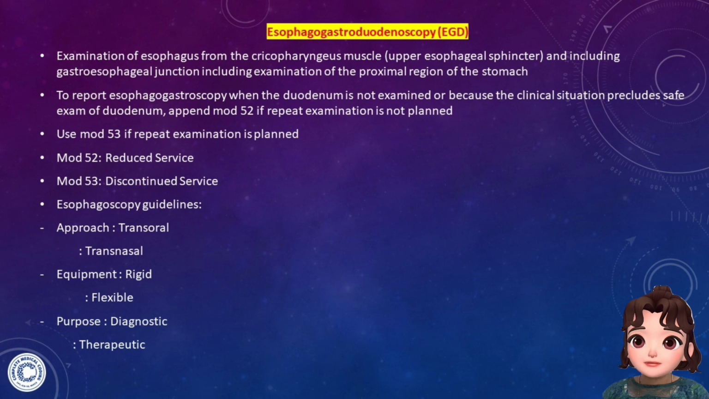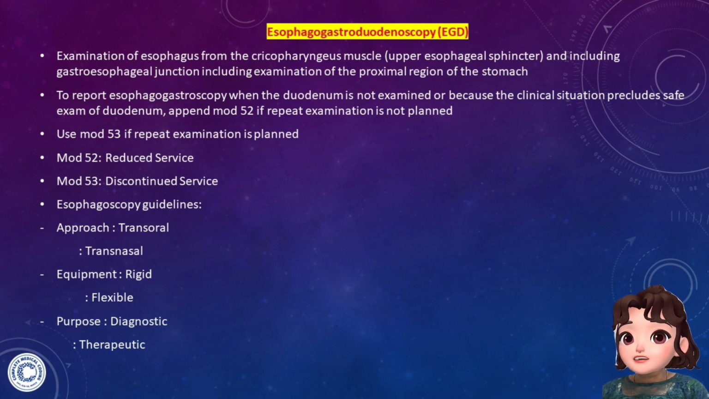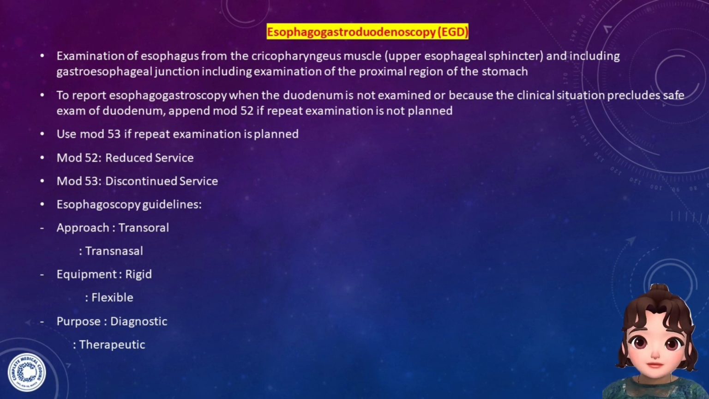So during the process of esophagogastroscopy, when the duodenum is not examined or due to some circumstances, the physician cannot proceed until the duodenum, we need to append modifier 52 if the repeat examination is not planned. But if the repeat examination is planned, we need to use the modifier 53. What do you mean by modifier 53? Discontinued service. 52 is the reduced service, okay?